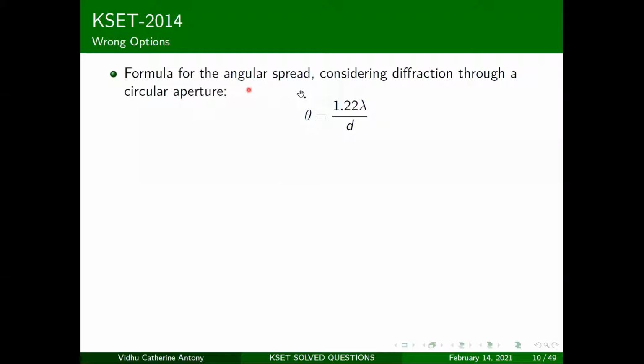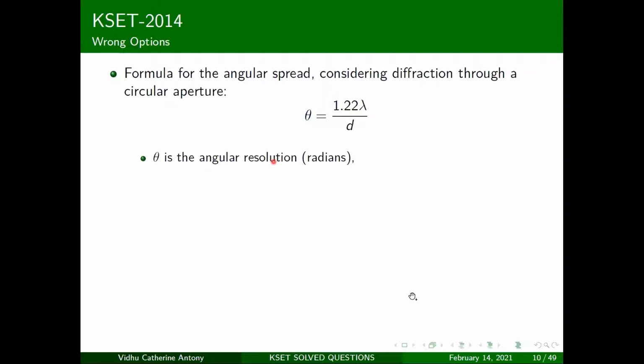Okay, so the formula for the angular spread, considering diffraction through a circular aperture. I'm imagining that the aperture is circular because when you look at laser systems, you usually have a circular aperture. So you have theta is equal to 1.22 lambda by d. And where does this parameter 1.22 come from? You might have heard of something called the Airy disk, and you basically have fringes. The distance between two of these fringes that you take from the Airy disk basically gives you this parameter 1.22. Okay, so let's look into this.